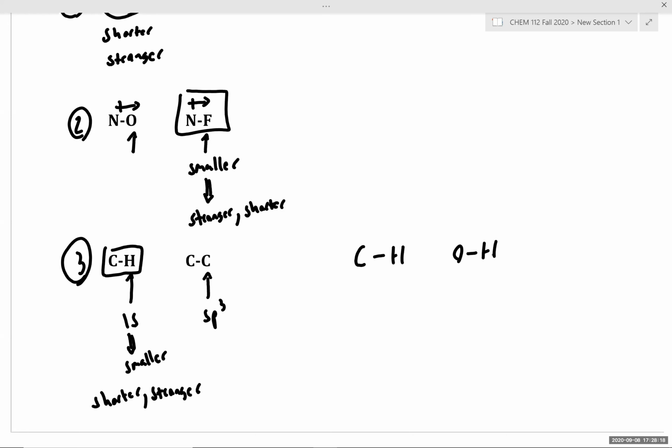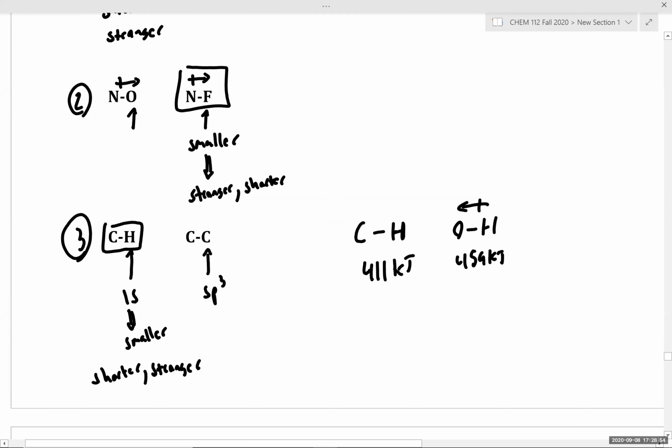Allow me one moment to pull up the tabulated values. So the hydrogen-carbon bond is about 411 kilojoules. The oxygen-hydrogen bond is 459 kilojoules. One of the reasons why carbon-hydrogen bonds are relatively non-reactive is that carbon-hydrogen bonds aren't particularly polarized. And as a result, it's much harder to engage this hydrogen in chemical reactions.